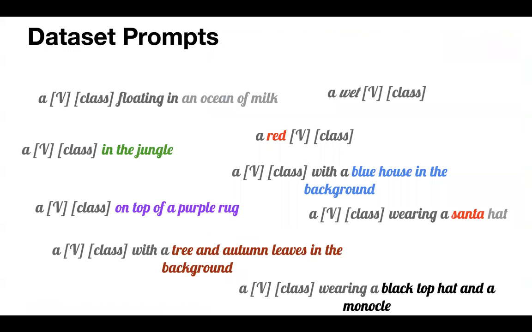Here are a few examples of the dataset prompts that we provide. There are recontextualization prompts such as a V-class in the jungle, and other things such as accessorization, a V-class wearing a Santa hat, or also attribute modification, a red V-class.